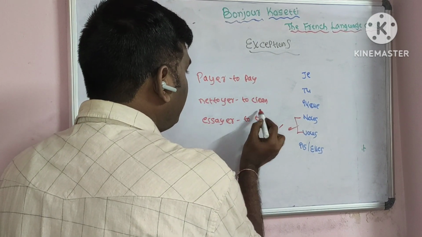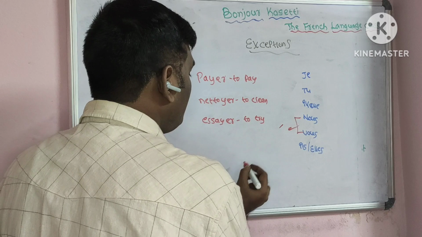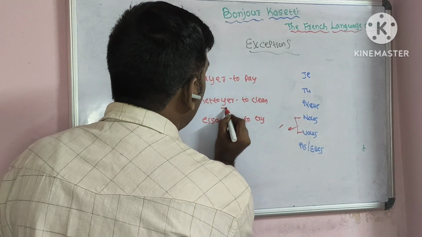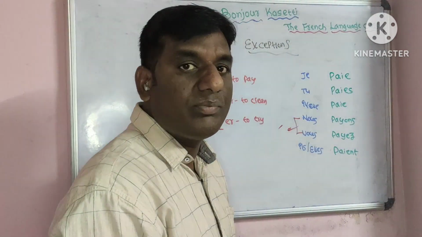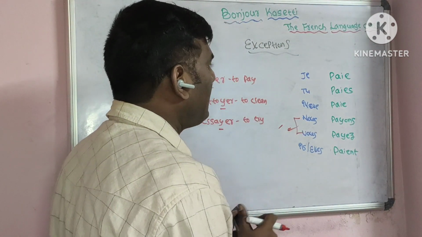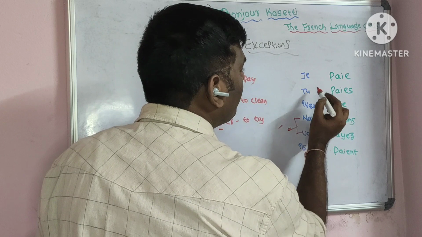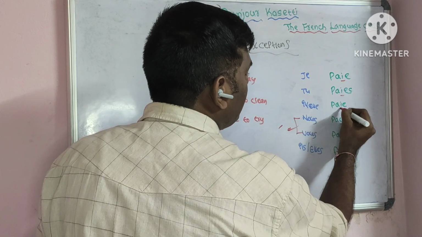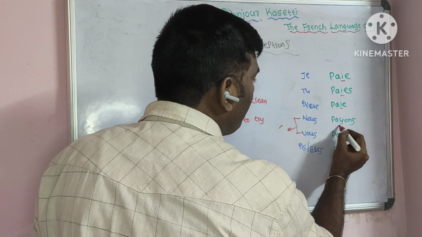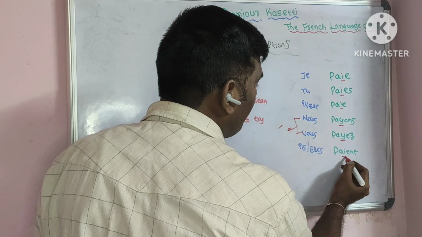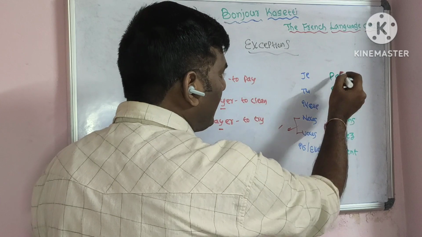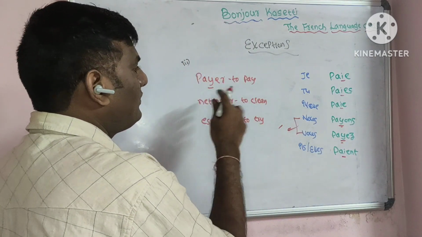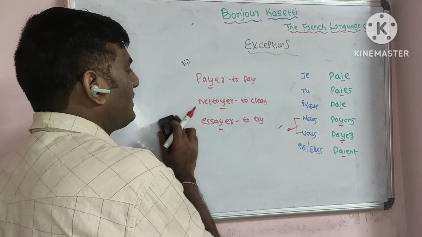And this is the third type of exception. Payer to pay, nettoyer to clean, essayer to try. In these we have a y in the verbs. While writing these kinds of verbs, we have exceptions for nous and vous. Je paie, tu paies, il paie, elle paie, nous payons, vous payez, ils paient, elles paient. For nous and vous we are using y. For the remaining we are using i. These kinds of verbs use this exception.